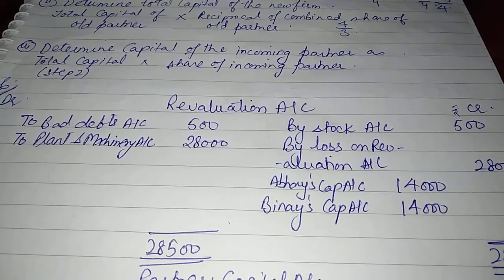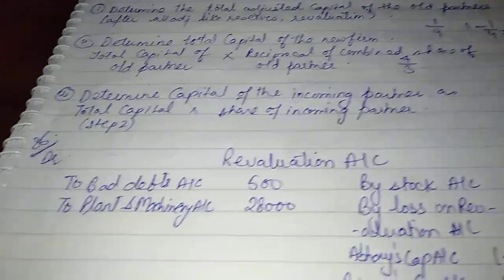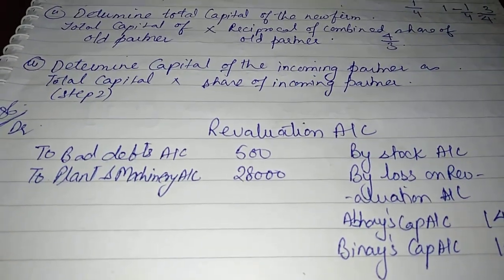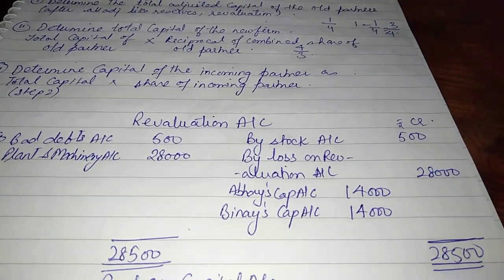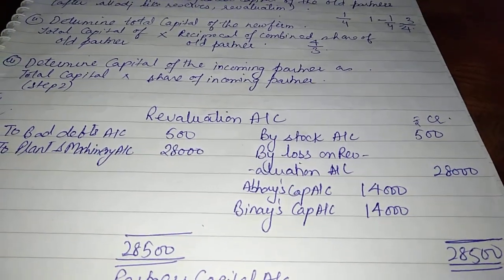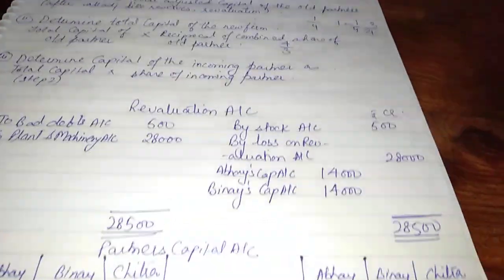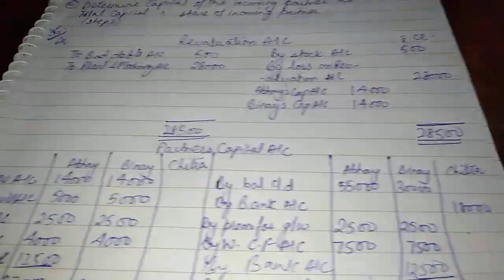Next, bad debts were there, so to bad debts account 500. Plant and machinery reduced by 28,000. So we have a loss here by loss on revaluation account 28,000, transferred to Abhay's capital account 14,000 and Binay's 14,000, because their ratio is 1:1. Further we are now preparing the capital account.